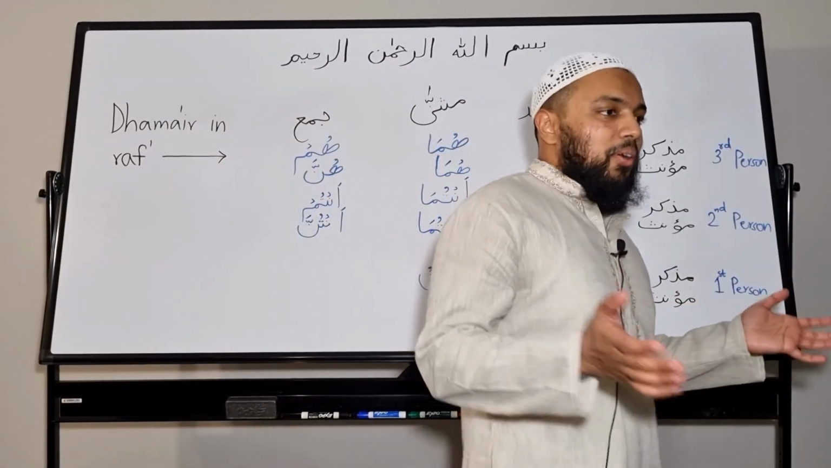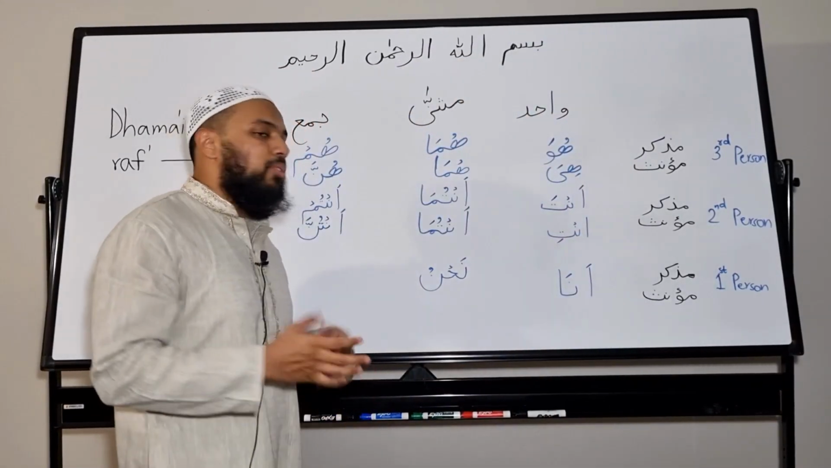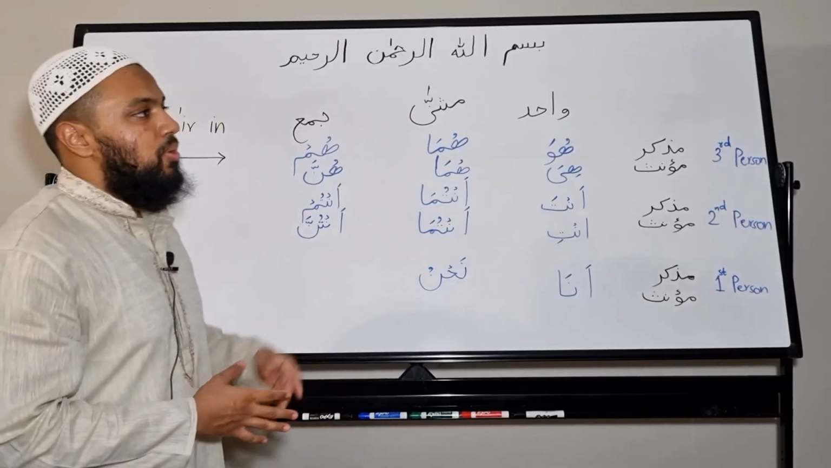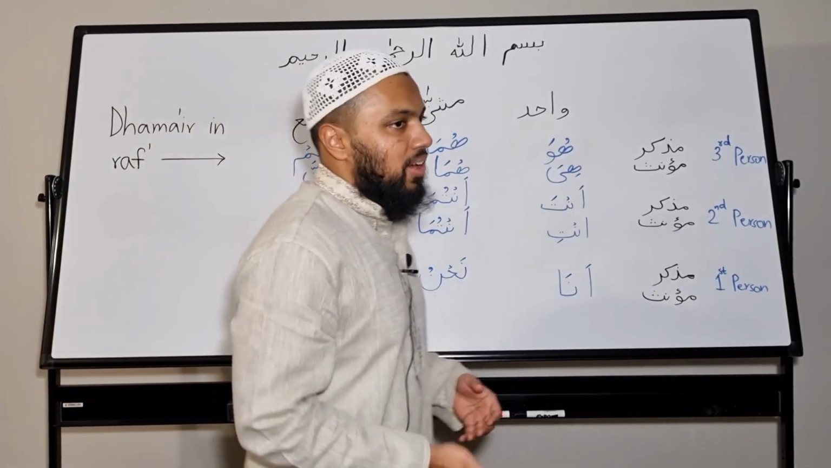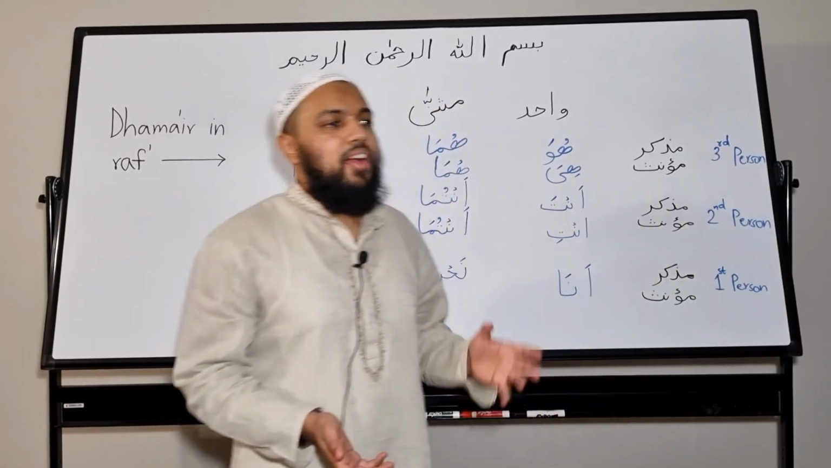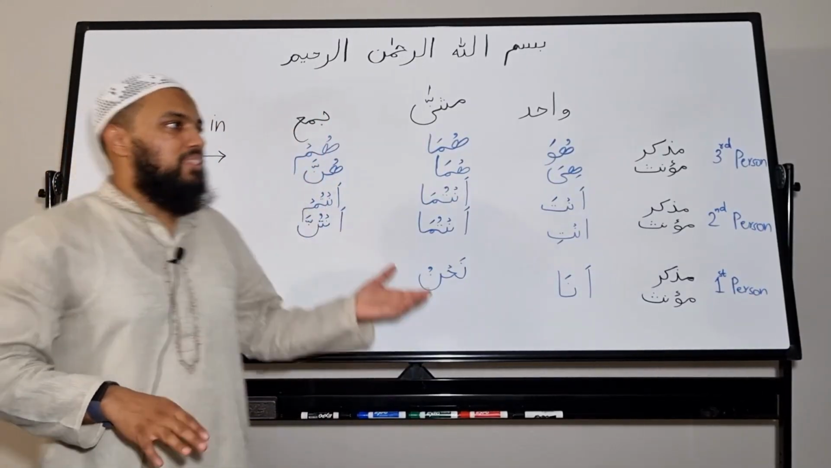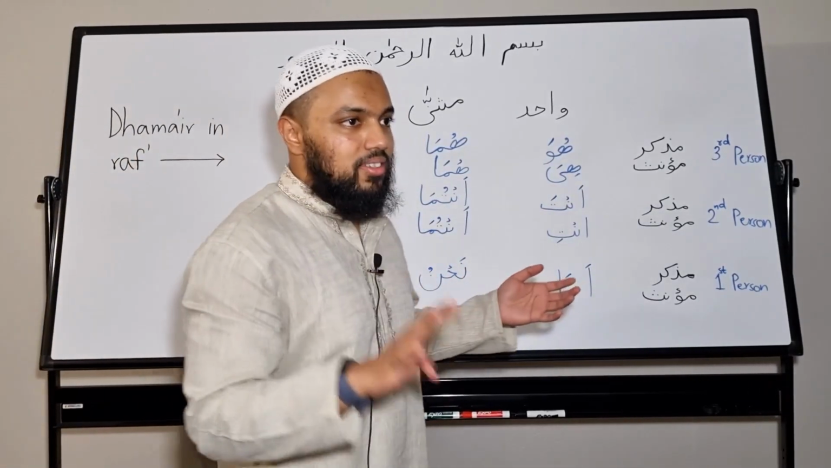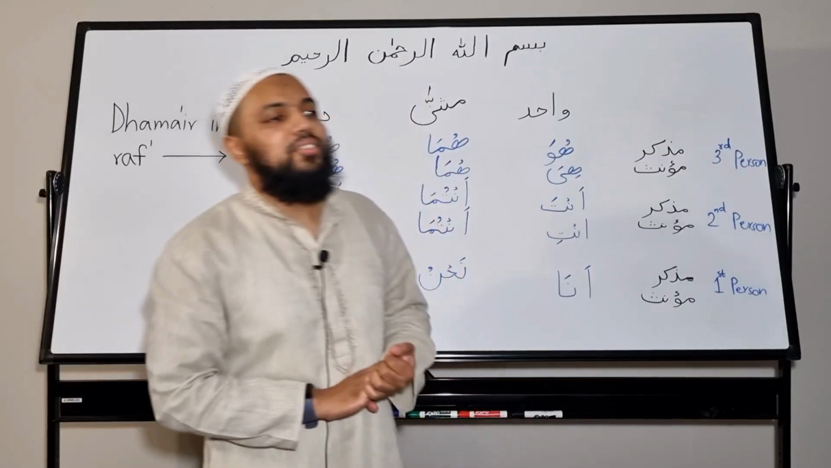Dhamir is a pronoun, right? Dhamir is used in the place of a noun. So Dhamir is an ism. And when we talk about asma or ism, we have to know four things about them, right? Which means we have to know four things about the Dhamir. What are those four things?